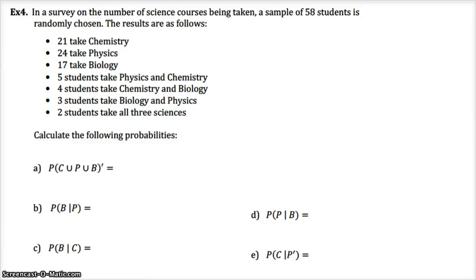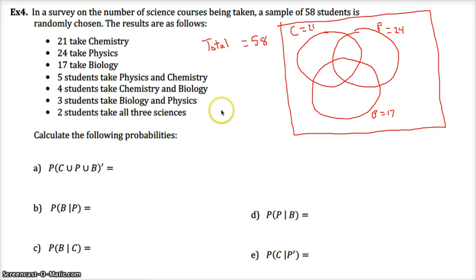All right, this one's a 3-set Venn diagram. Let's just have a look at that. I want to go ahead and start up the bubbles here. Okay, so I just started the basic framework here. We know we have 58 total. We know we have 21 in chemistry, 24 in physics, and 17 in bio. And you know there's got to be some overlap, because if you add those up, it's way bigger than 58.